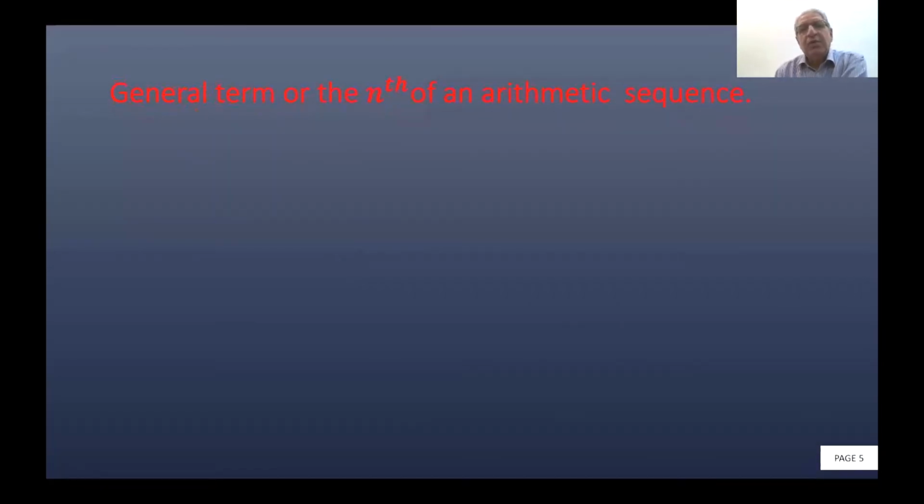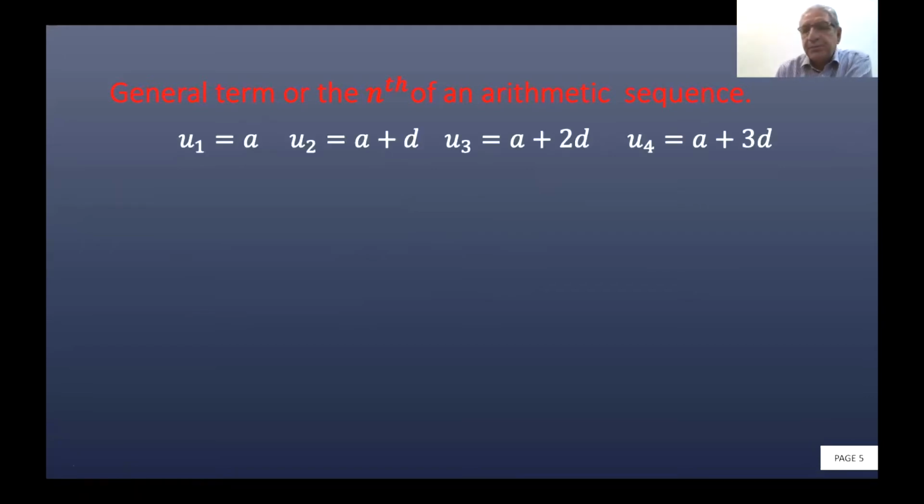Now, let us see what is the general term or nth term of an arithmetic sequence. We know that the first term is denoted by A, then the second term will be A plus D, the third term will be A plus 2D, and the fourth term will be A plus 3D. Since the first term doesn't have D, the second term has only 1D, the third term has 2D, and the fourth term 3D. Therefore, Un will be A, same as all of them, plus n minus 1 times D. That means the number here should be 1 unit less than this number. So this is the nth term of an arithmetic progression.